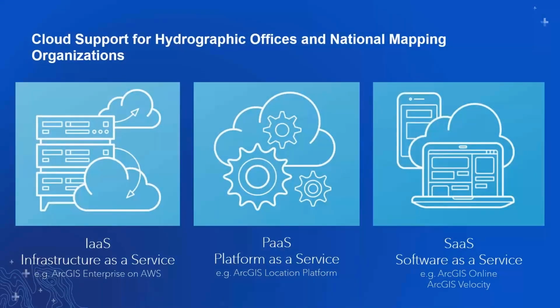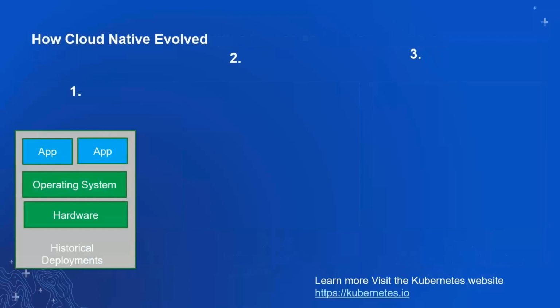So there are many patterns of cloud usage by hydrographic offices and national mapping organizations. There's infrastructure as a service. Think of ArcGIS Enterprise on Amazon Web Services. Platform as a service using ArcGIS Location Platform. Software as a service. Think of ArcGIS Online or ArcGIS Velocity. So these are all supported currently. But to understand what Kubernetes does, we have to take a look at how cloud native has evolved.